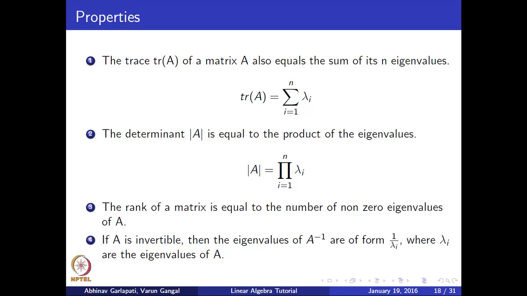Note that if an eigenvalue has multiplicity greater than 1, for instance, if two distinct eigenvectors x1 and x2 both have eigenvalue lambda, we would count lambda twice. Also, we can describe the eigenvalues of A inverse in terms of the eigenvalues of A, provided of course A is invertible. The eigenvalues of A inverse will be of the form 1/lambda_i, where lambda_i is an eigenvalue of A.